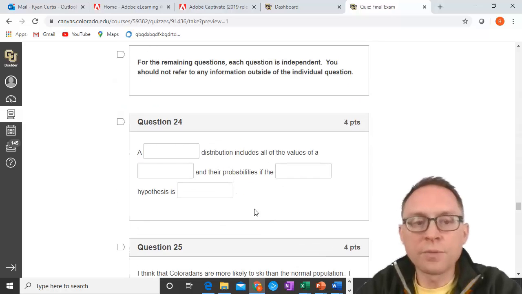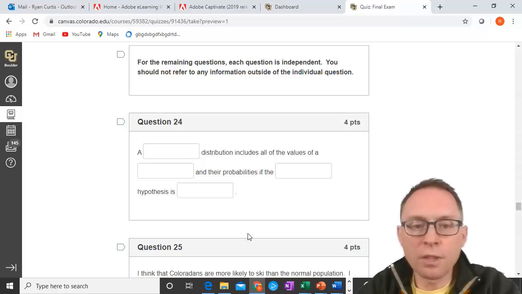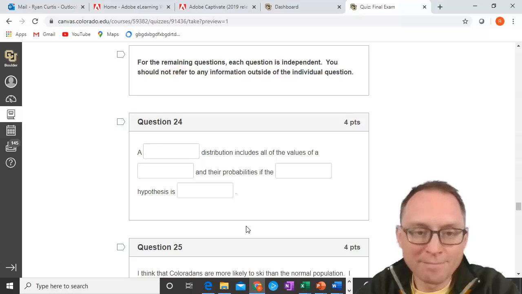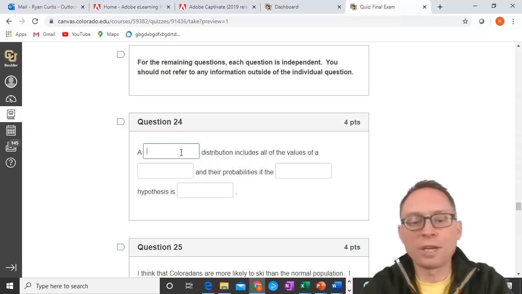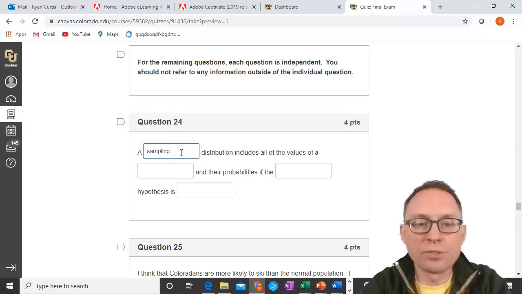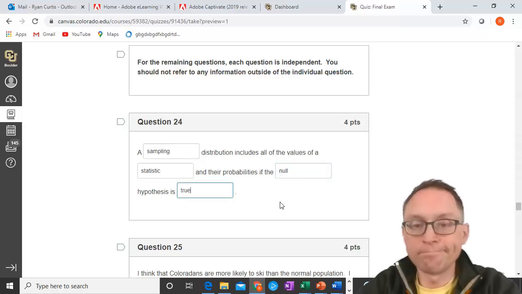Okay, we're going to answer each of these independently now. A blank distribution includes all the values of a blank, and the probabilities if the blank hypothesis is blank. Remember how much we talked about this? A sampling distribution predicts all the values of a statistic and their probabilities if the null hypothesis is true.